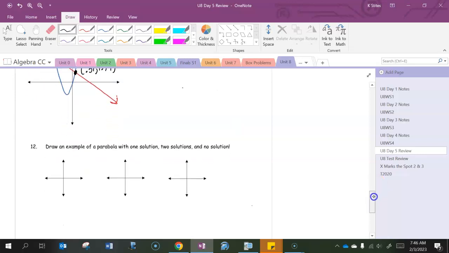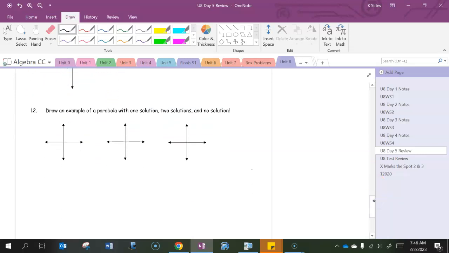Okay. All right, finally, we're going to draw an example of a parabola with 1 solution, 2 solutions, and no solution. And we're just going to go ahead, draw in your x-axis here. We're going to do that in comparison to our x-axis. 1 solution would mean we hit once. 2 solutions would mean we hit twice. Okay, go ahead, you can put your dots there. And no solution would mean we do not hit at all.